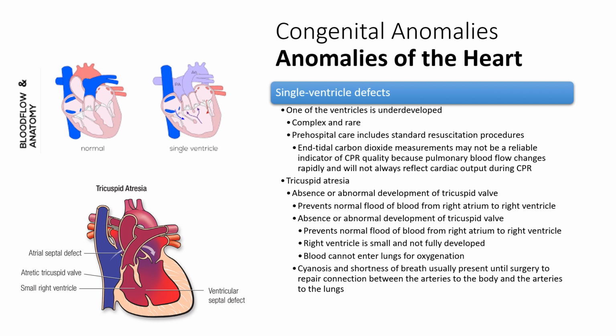So basically, tricuspid atresia: absence of normal development of the tricuspid valve prevents normal flow of blood from the right atrium to the right ventricle. Absence or abnormal development of the tricuspid valve prevents normal blood flow from right atrium to right ventricle. So blood comes in, our tricuspid's not closing well because it's defective, and so we have this as well as a VSD. Cyanosis and shortness of breath are usually present until they can repair the connection between the arteries to the body and the arteries to the lungs. So the blood's flowing, kind of, with this defect of it not working very well.